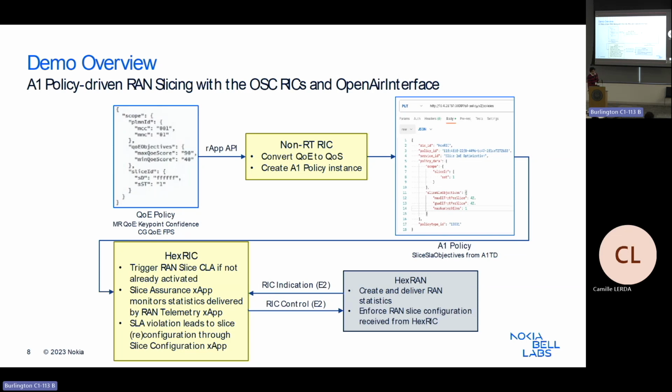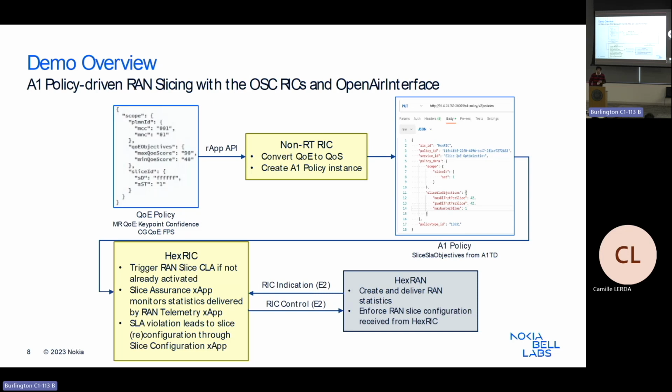Now, at the non-real-time RIC, this QoE information is converted to QoS and packaged in an A1 policy that complies with the A1 TD spec. So as we can see here, essentially you specify the slice ID and what kind of throughput and how many users you would like the slice to have, right? And then you push this policy to the near-real-time RIC.